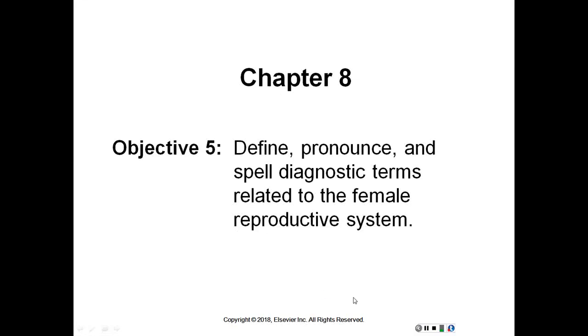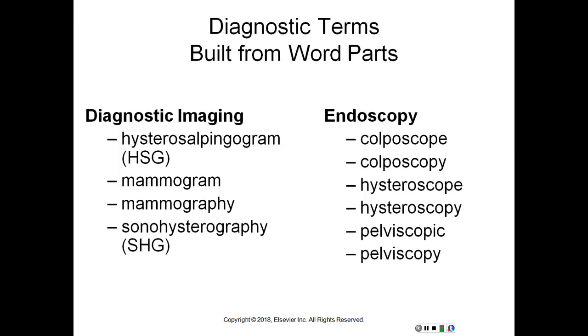Continuing with Objective 5, now we're going to define, pronounce, and spell diagnostic terms related to the female reproductive system. So first we will start with terms built from word parts. First one, hysterosalpingogram, radiographic image of the uterus and uterine tubes.